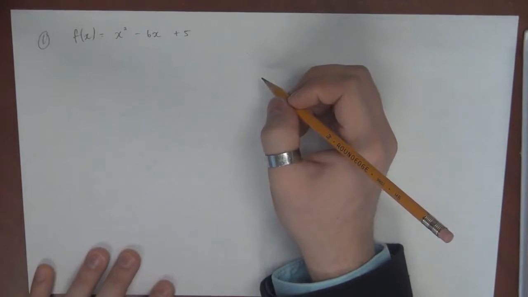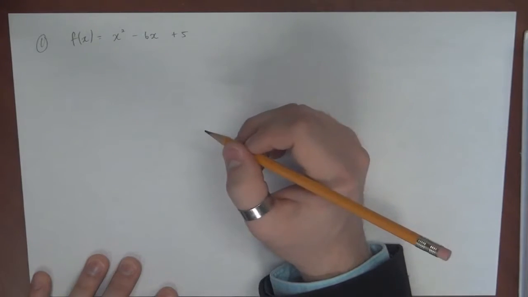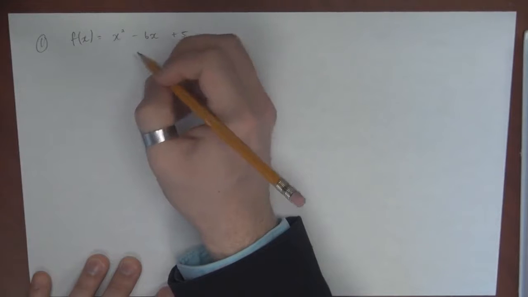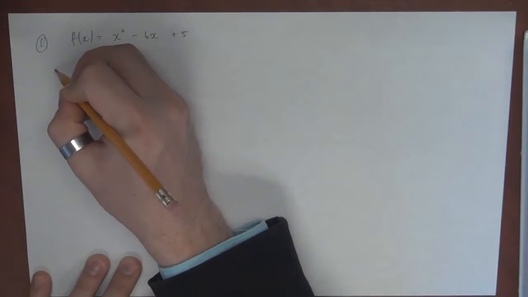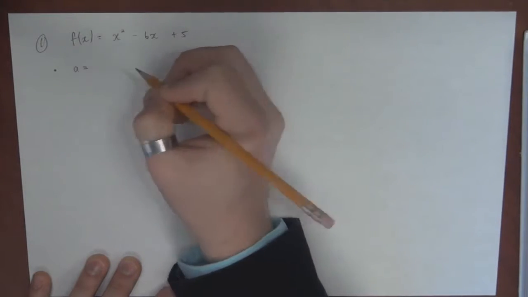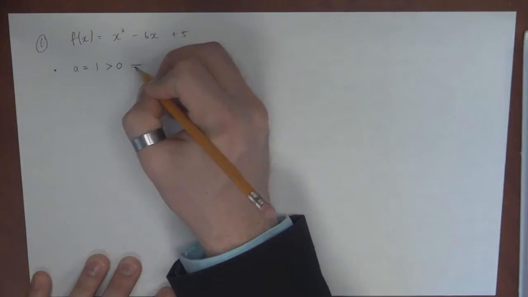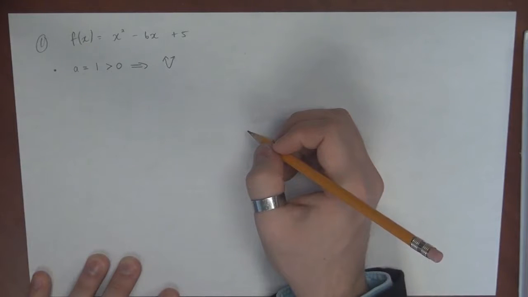So I see it's a quadratic function. So I have a few steps I should go through. The first step is finding out if the parabola is pointing up or down. So let's make a little dot for the first thing. The value of a is 1, which is positive, which means the parabola is pointing up. So I'm going to have that shape.